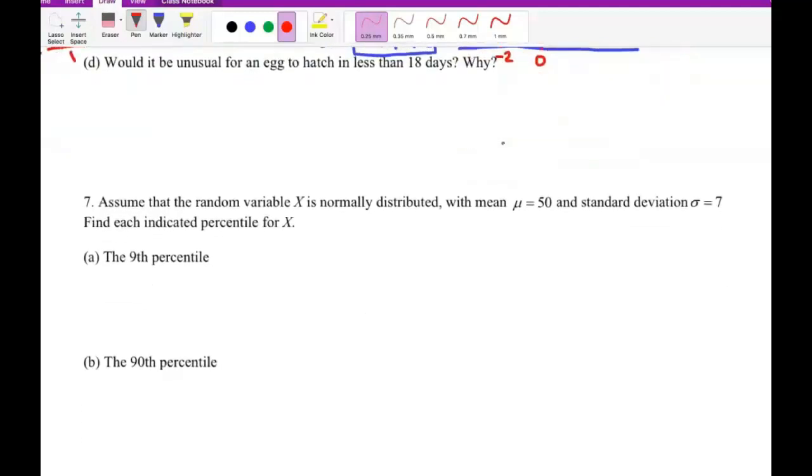Okay, part D. Would it be unusual for an egg to hatch in less than 18 days? Why? Is that unusual? And here we have 18 days. So here is X. So we need to find the probability of when X is less than 18. Because here we have less than.